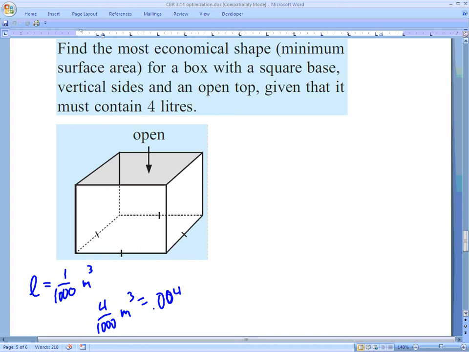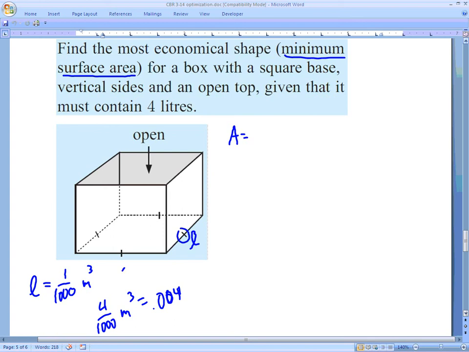0.004, 4 thousandths. Now our base, it says, is square, and they showed that with these tallies here to make sure that we can see that they're all identical. It has an open top, and we're talking about minimum surface area. So how do we find surface area? Let's start there. So area of our surface is going to be equal to the square base box, and let's call that L.